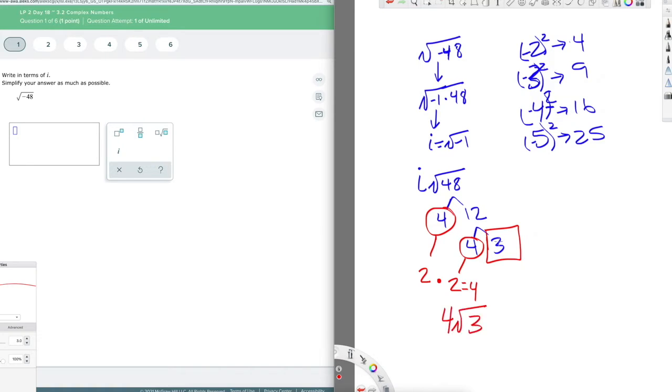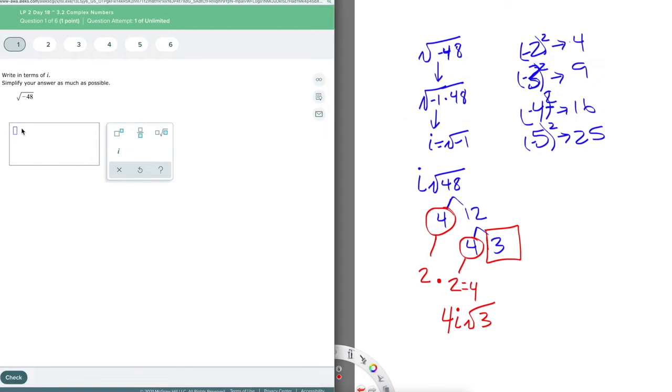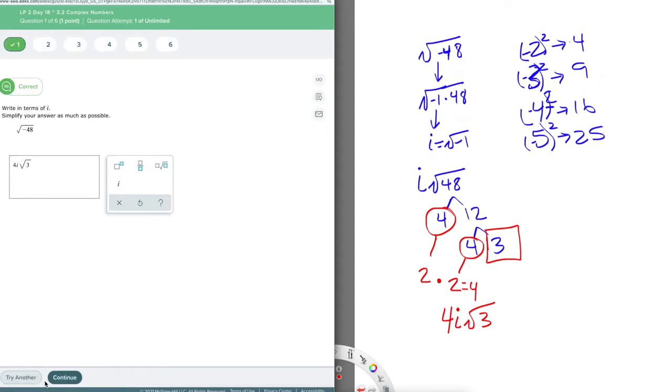It got left under the square root. But the one piece I did bring down, I need to make sure I bring down the i. So it's 4i square root of 3, because the 4 and the i just get multiplied together. Just like it would be a variable stuck out there. It's just a variable with a very, very specific meaning. All right, so let's go ahead and check that, and we are good to go.